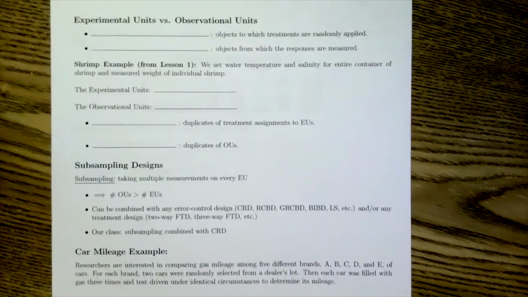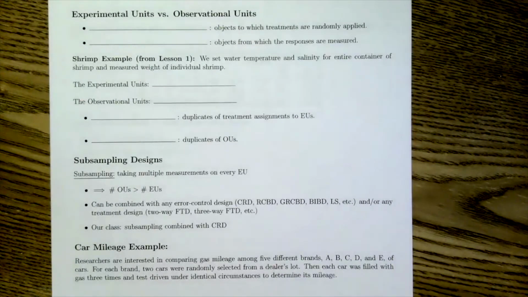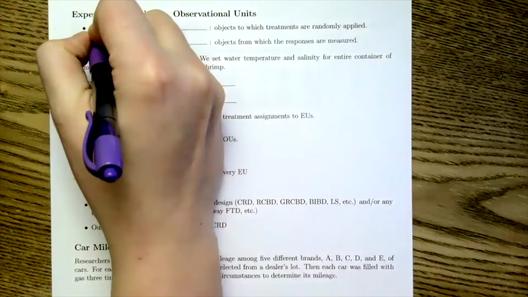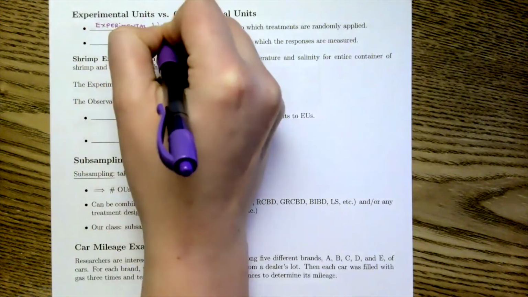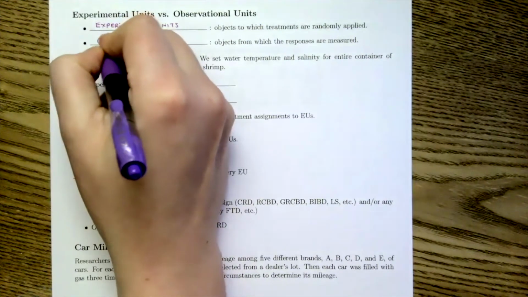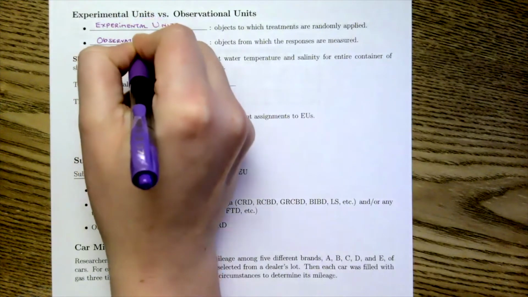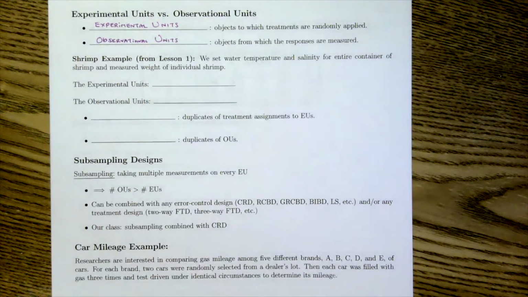So let's just recall, this is also good practice for our midterm coming up. Let's recall what an experimental unit and an observational unit is. The object to which treatments are randomly applied are our experimental units, and the object from which the responses are measured are our observational units. Okay, so if we recall one of our shrimp examples from lesson 1, we set water temperature and saline for an entire container of shrimps and then measured the weight of the individual shrimps.